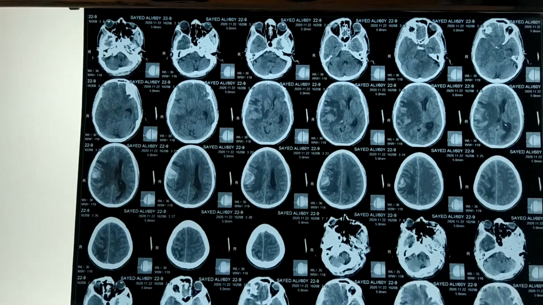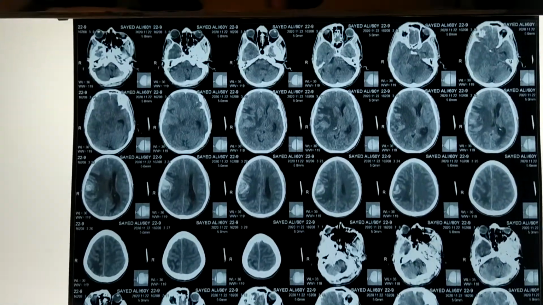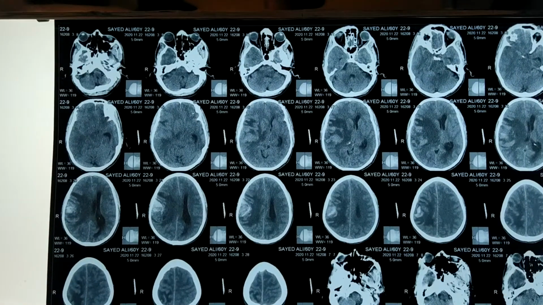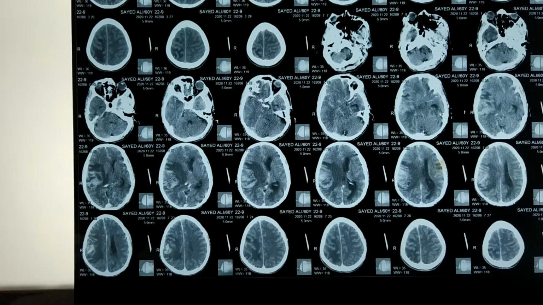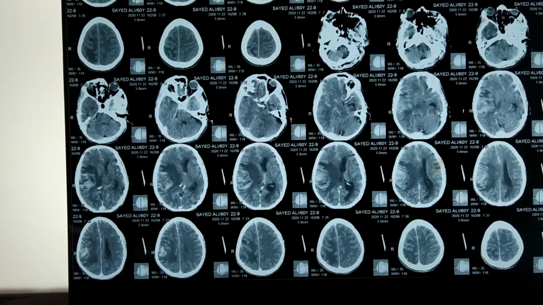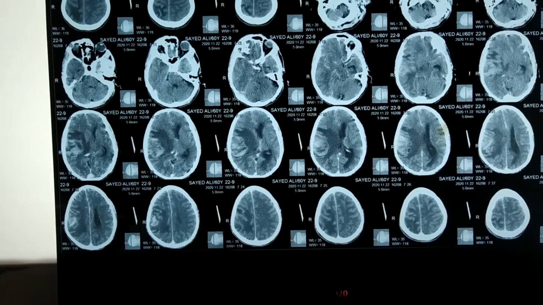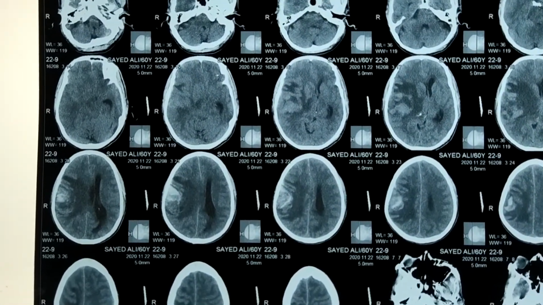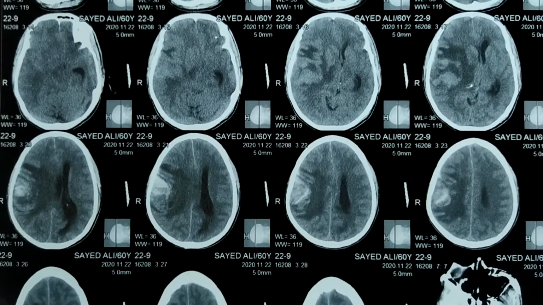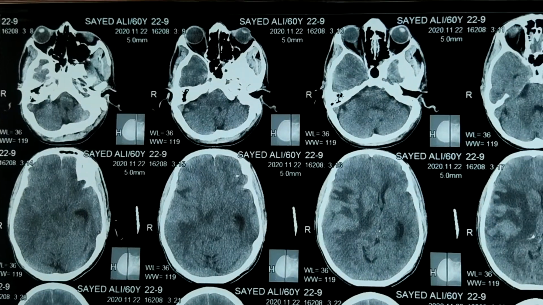Actually this CT scan is with contrast. The upper portion of the scan is without contrast and the lower portion of this scan is with contrast. Now, without contrast scan, what is the lesion? Please have a close look.